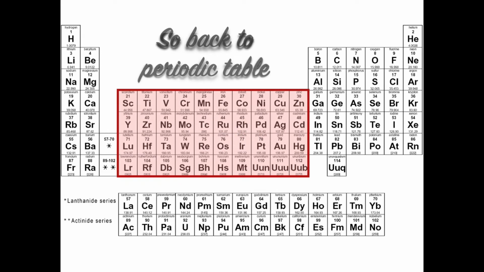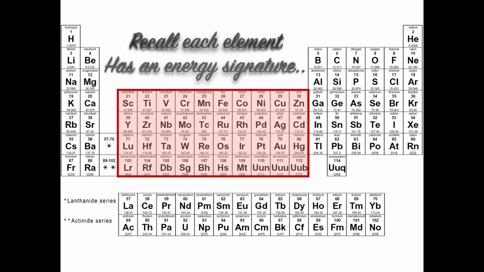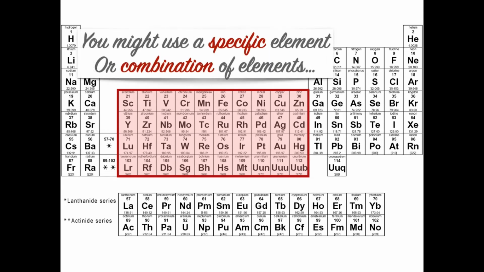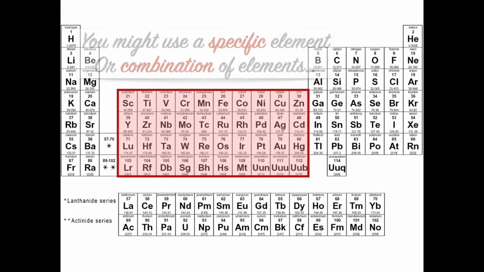So back at the periodic table and looking at the d orbitals, or the d block of the periodic table, recall that each element again has a specific energy signature, because this plays a very important part in developing color in glass. Okay, so you might use a specific element or combination of elements to get a desired color.